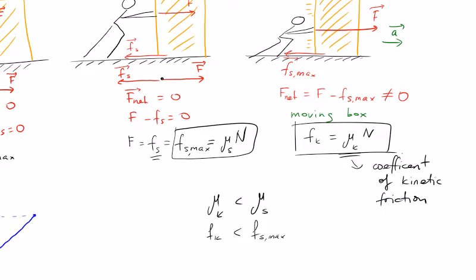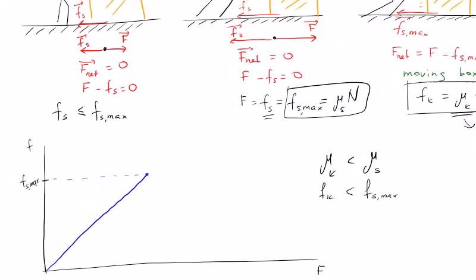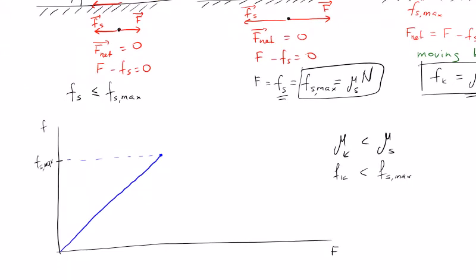So if I continue my diagram here, it will look like this. The applied force equals the static force until it gets to the maximum static force, and then it drops, and from that point on you have a constant kinetic friction, which equals mu k times the normal force. This part is the kinetic friction.